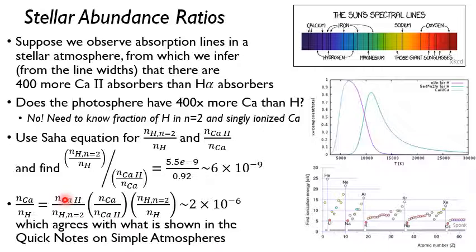And if we divide this by the fraction of calcium that's singly ionized, multiply by the fraction of hydrogen that's in the n=2 state, you see this fraction works out to be the same thing here. And so that then is 400, what's measured, times 6 times 10 to the minus 9, and you get about 2 times 10 to the minus 6. And if you go back to the quick notes on simple atmospheres, you see the actual solar abundances, and you can see that this is spot on, which is pretty cool.